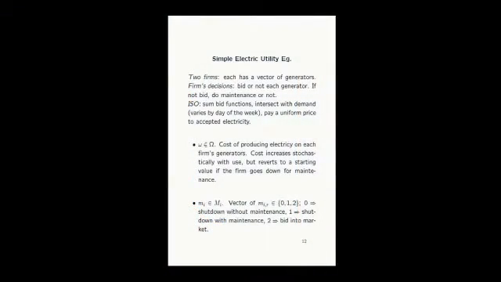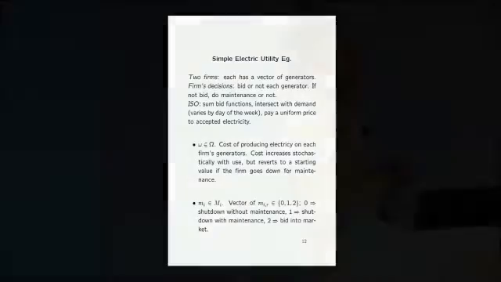So here's the electricity example that I'm going to carry along, and we've computed the equilibrium for. There are two firms. Each firm has a vector of generators. The firm's decision is either I bid a supply function or I go down this period. If I go down this period, I have an option: I can either do maintenance or not do maintenance. If I do maintenance, I go back to a starting cost level. It's like putting a new engine into something, and you start again.